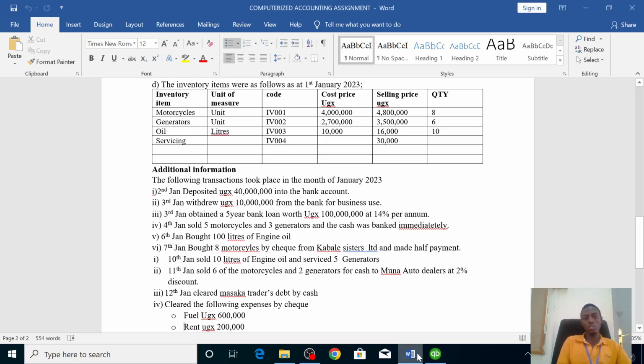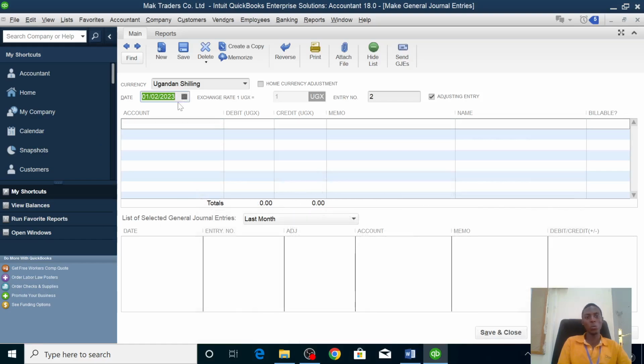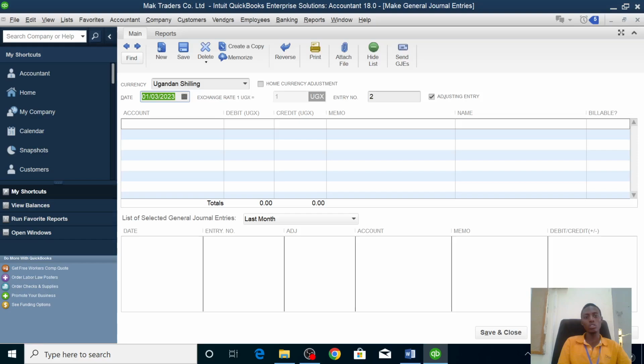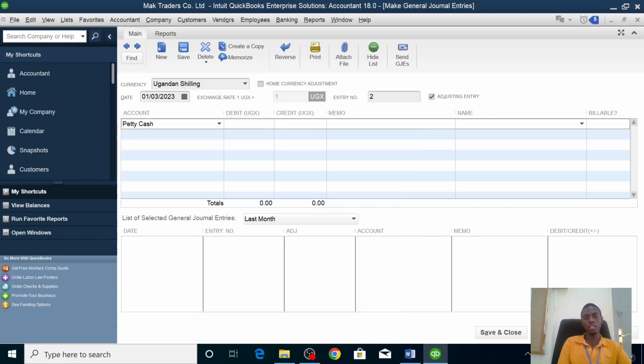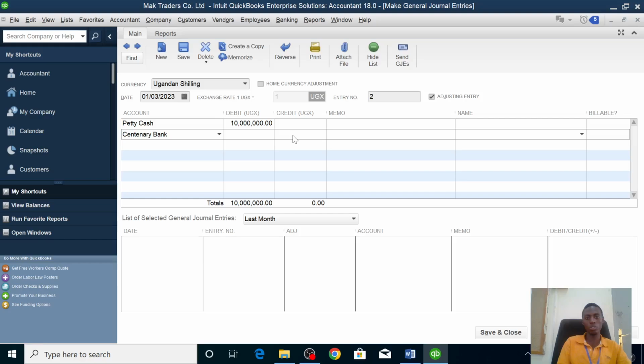On 3rd, withdrew 10 million from bank for business use. So I can say save and close. On next day, 3rd, withdrew from Centenary for business use. So we are debiting petty cash with 10 million and crediting Centenary Bank since it was withdrawn.